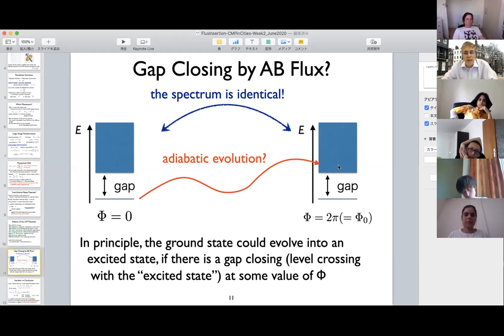There's a question here from Kim. She asks, how does it work in the non-symmorphic case? Could you give a brief comment?